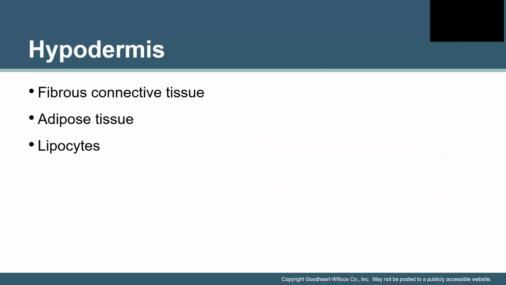Now, underneath the dermis, we have the hypodermis. The hypodermis, or subcutaneous fascia, includes fibrous connective tissue as well as adipose tissue, that's fat. The lipocytes, or fat cells, reside within the hypodermis. Some amount of body fat is important for padding and insulating the interior of the body, and fat also serves as a source of energy, which we already knew.